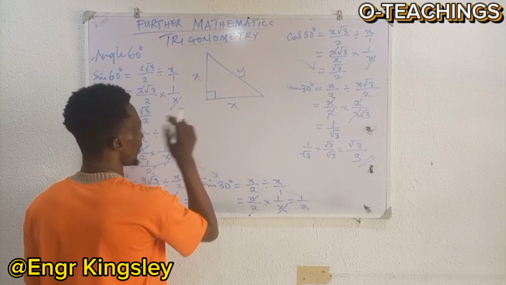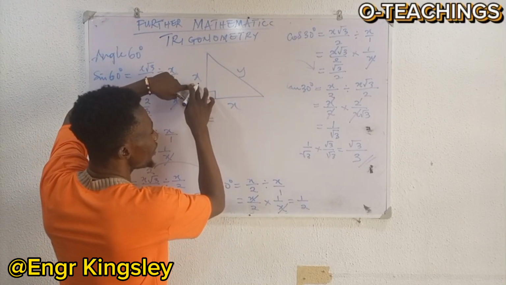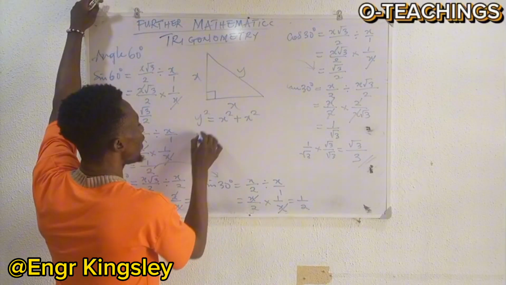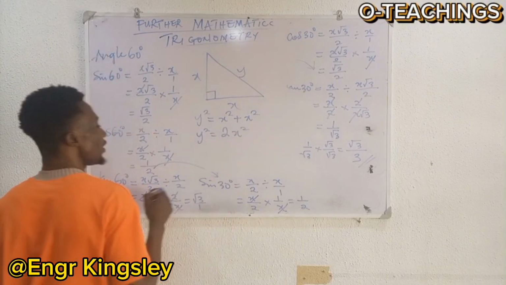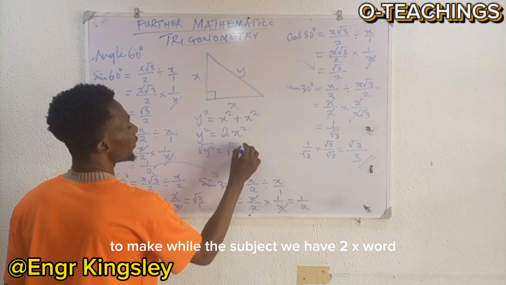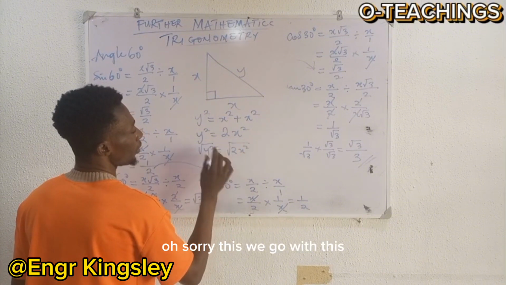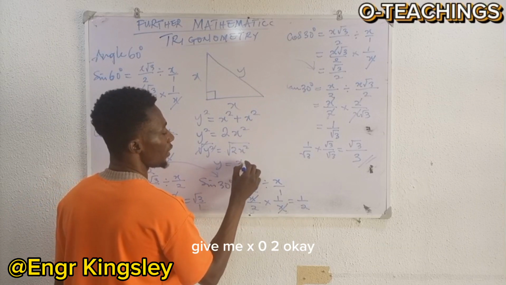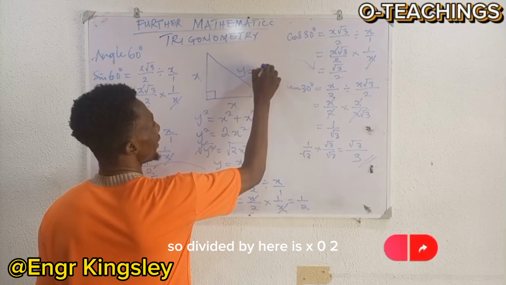So using Pythagoras theorem, we know that hypotenuse squared is equal to opposite squared plus adjacent squared. This can be the opposite, this can be the adjacent. So we now have that y squared is equal to x squared plus x squared, which will give me 2x squared. So taking the square root of both sides to make y the subject, we have y equal to the square root of 2x squared. Affecting the 2 and affecting the x squared will give me x root 2. Okay, so the value of y here is x root 2.